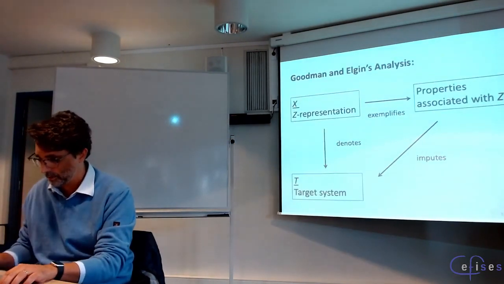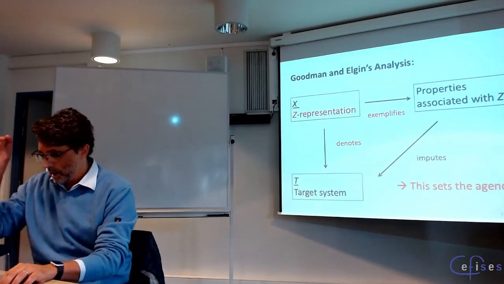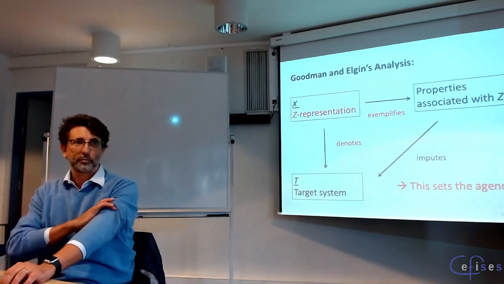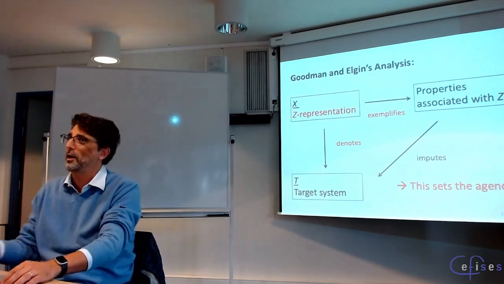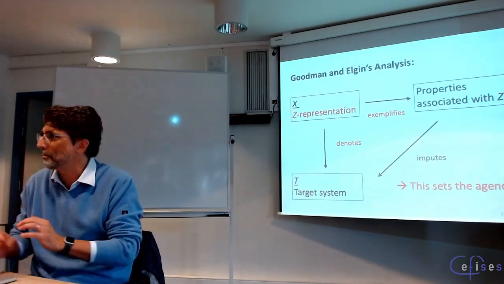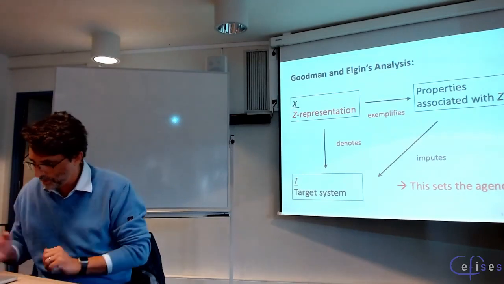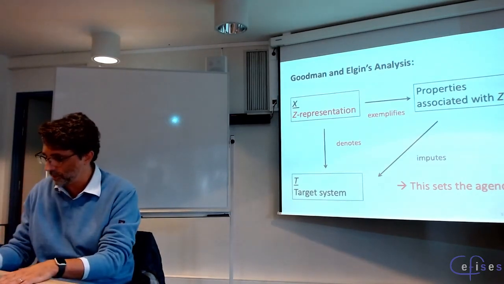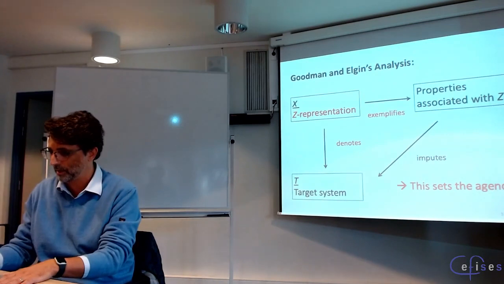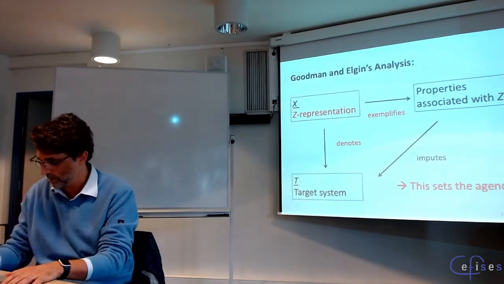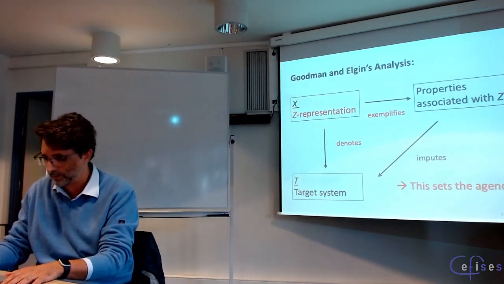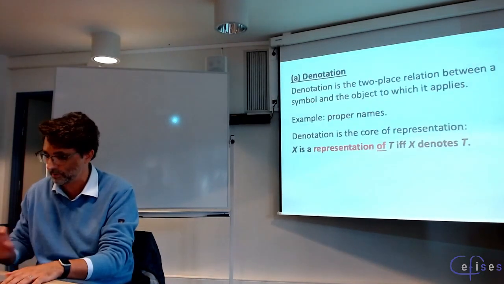And here's again the general scheme. And now we have to do some work. So we have to explain what a Z representation is, which, I hope you have some intuition from the examples I showed you, but we have to say a bit more. We should say something about denotation, and we have to say something about exemplification. And that sets the agenda. Okay, let's get started. Let's start with denotation.